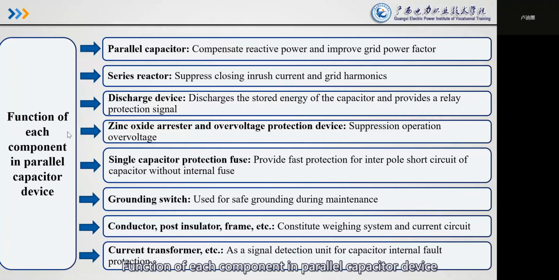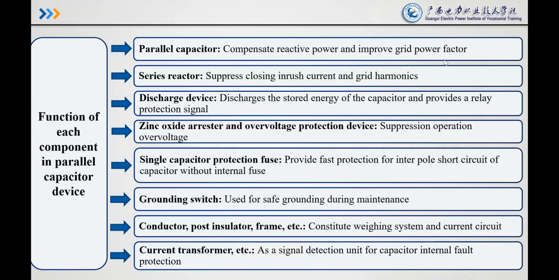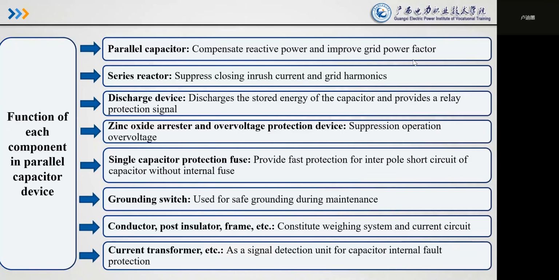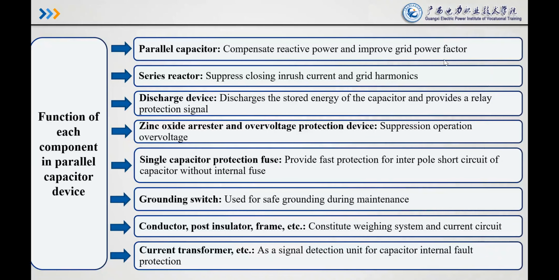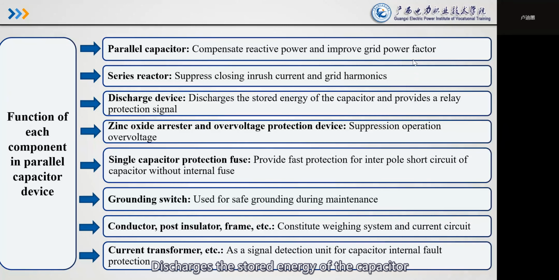Functions of each component in parallel capacitor device. Parallel capacitor: compensate reactive power and improve grid power factor. Series reactor: suppress closing inrush current and grid harmonics. Discharge device: discharge the stored energy of the capacitor and provide a relay protection signal.